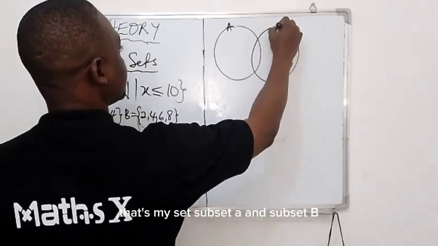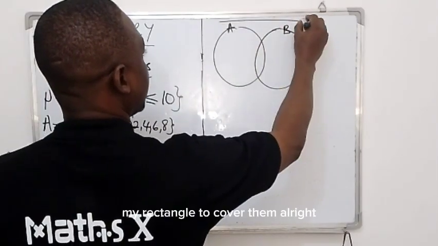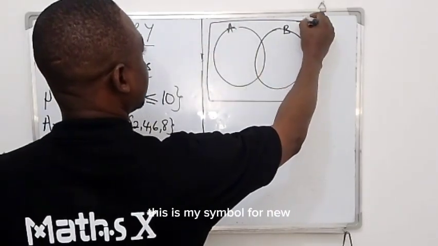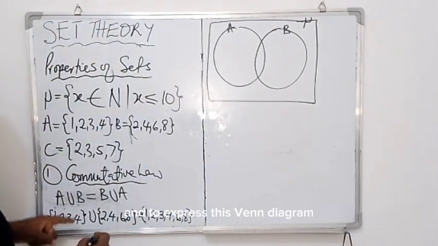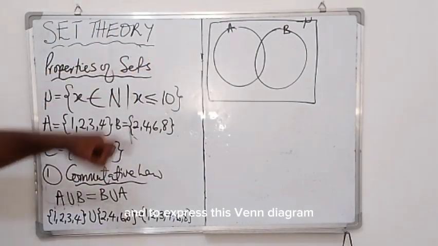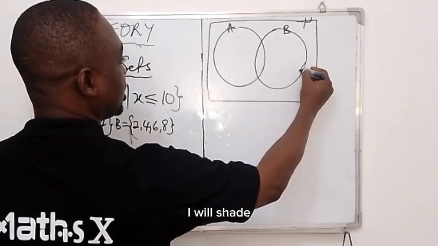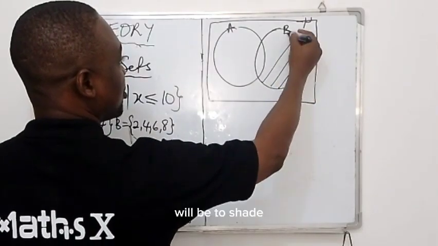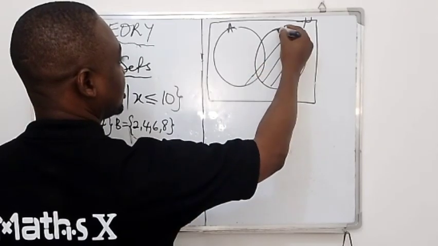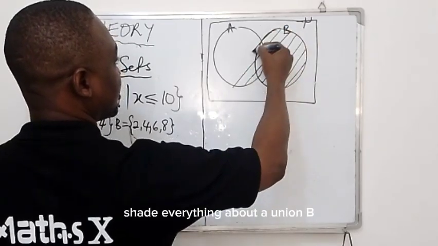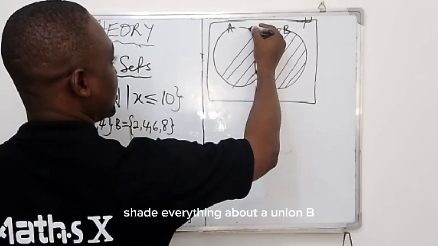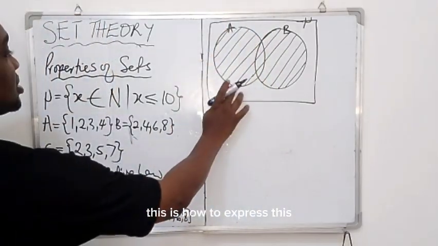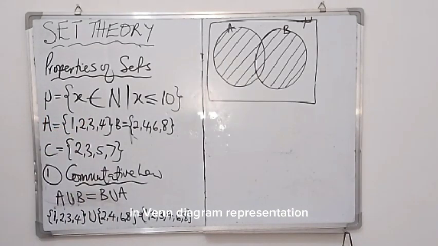That's my subset A and subset B, and my rectangle to cover them. All right. This is my symbol for mu. To express this in Venn diagram, I will shade the region that best expresses this, which is everything about A union B. This is how to express this in Venn diagram representation.